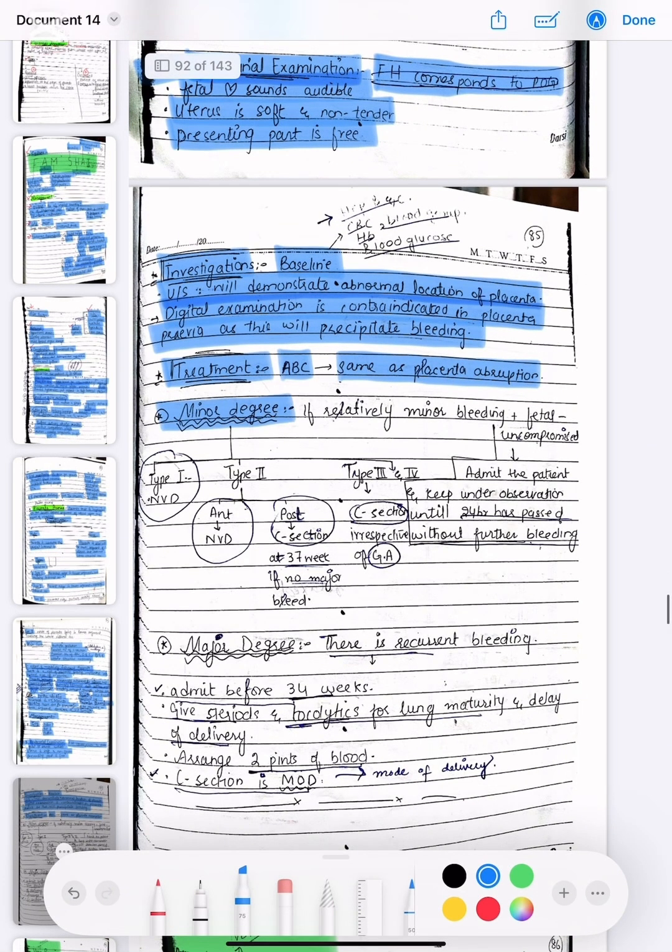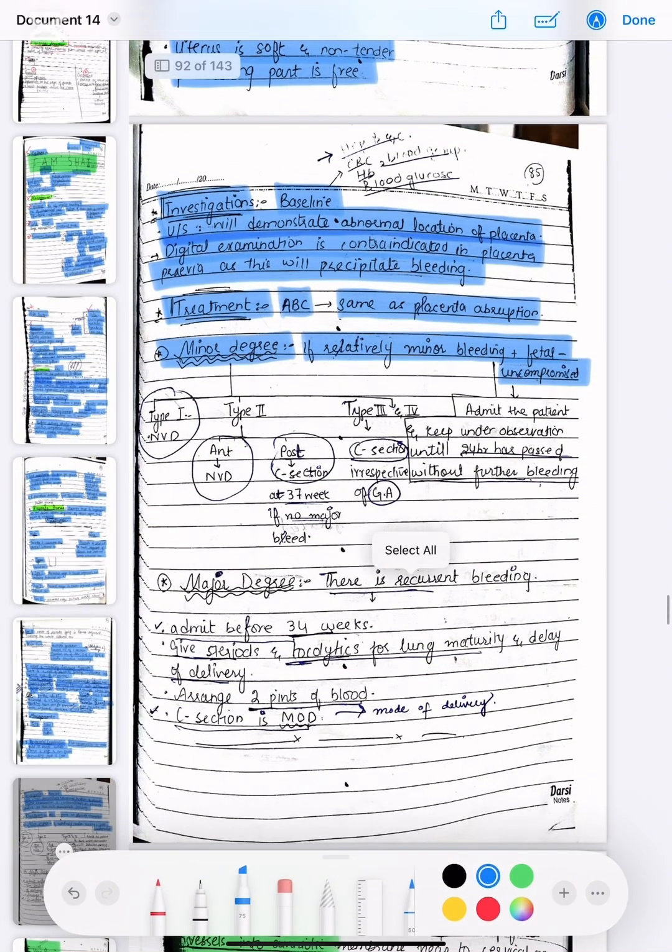For minor degrees, if there is relatively minor bleeding and the fetus is uncompromised, then for type 1, NVD is done. For type 2, NVD is done if it is anterior, and if type 2 is posterior, then C-section is done at 37 weeks if no major bleed is present. For types 3 and 4, C-section is done irrespective of the general anesthesia, and admit the patient and keep under observation until 24 hours have passed without further bleeding.